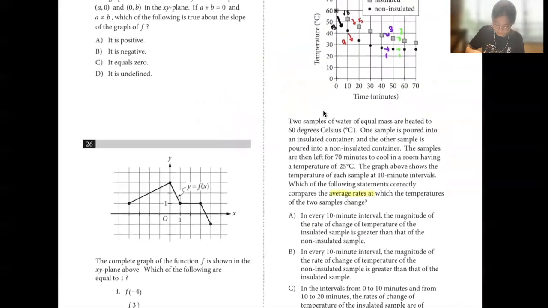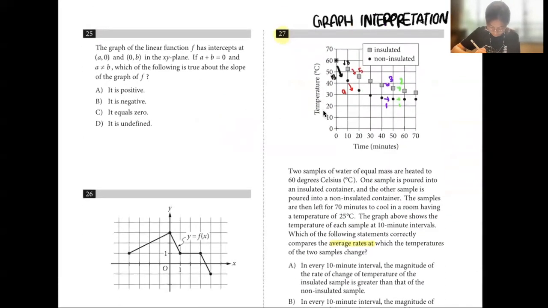Okay, so option A: in every 10-minute interval, the magnitude of the rate of change of temperature of the insulated sample is greater than that of the non-insulated sample. The insulated is greater than the non-insulated the whole time? No, because look at this part. The insulated is far less than the non-insulated, so that is not true.